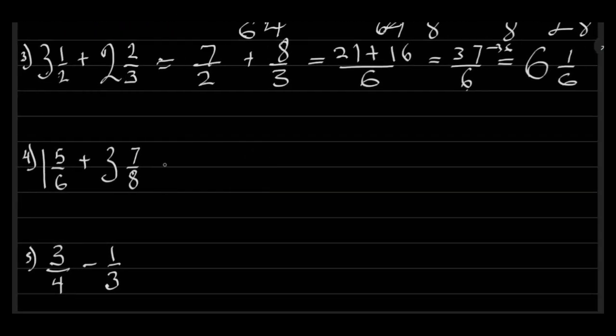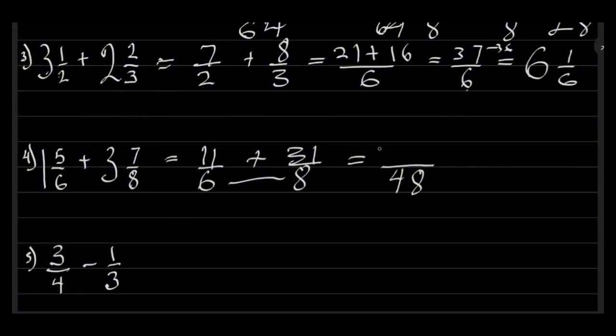We would have to do the same for question 4. Now first, let's change them to improper fractions. 6 times 1 is 6. Plus 5 would be 11. So 11 over 6 plus 8 times 3 would give us 24. 24 plus 7 is 31 all over 8. Our LCM would be 24, since we know 6 can divide 24 and then 8 can divide 24. Or let's go by our normal method. 6 times 8, and that will give us 48.